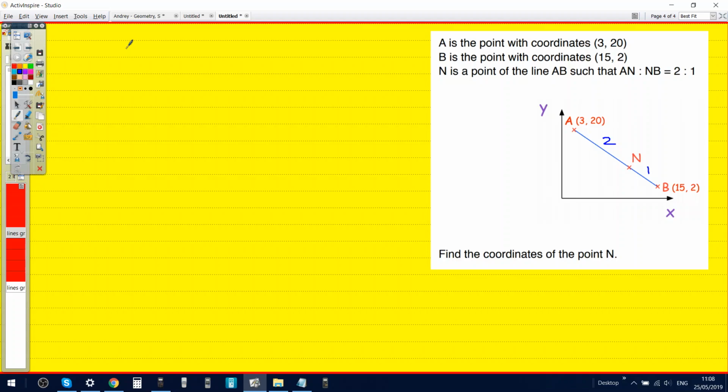Eight. Yep. And so what is that 8? 8 is the x. So that would be if A started at 0. A starts at 3 across on the x. So 11. Yes, so it's 3 plus 2/3 of 15 minus 3. So that is 11. And how about the y? y has a difference of 18. 2/3 of 18 is 12. And it starts at 20, so it would be 8. And so it looks like it's 11, 8.